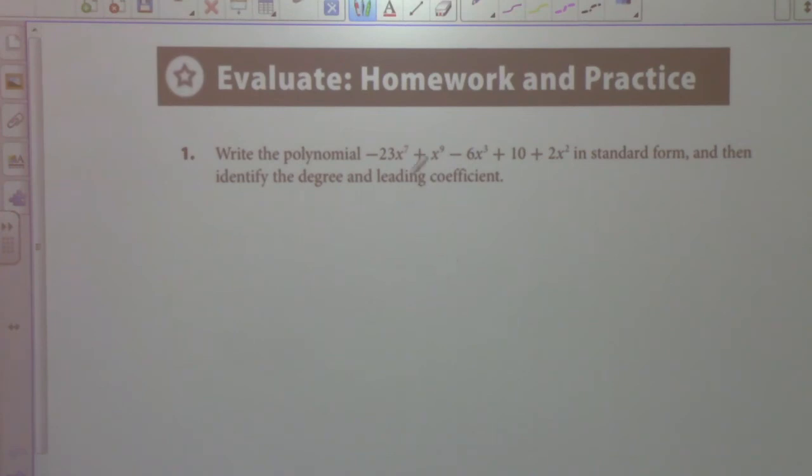All right, Marcus, what do we got here? x to the 9th minus 23x to the 7th, minus 6x cubed, and then plus 2x squared, and then plus 10. So is this a good standard form? Perfect. Absolutely.